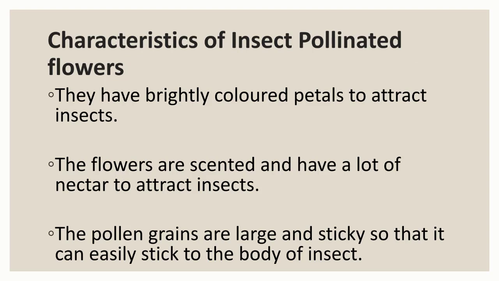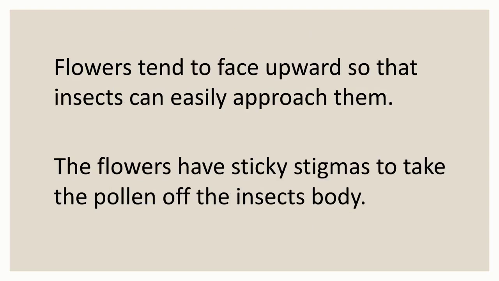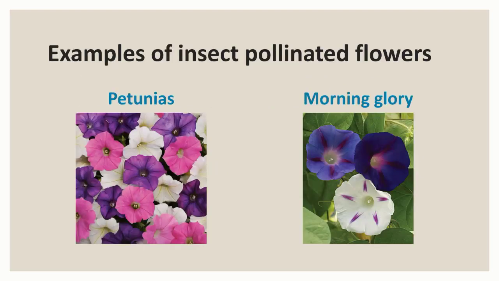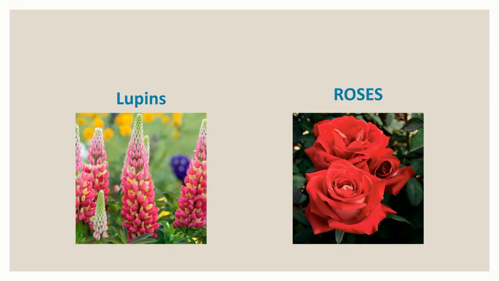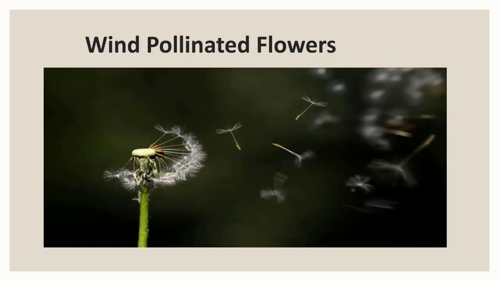They have brightly colored petals to attract insects. The flowers are scented and have a lot of nectar to attract insects. The pollen grains are large and sticky so that it can easily stick to the body of insect. Flowers tend to face upwards so that insects can easily approach them. The flowers have sticky stigma to take the pollen off the insect's body. Examples of insect-pollinated flowers are petunias, morning glories, lupins, roses, and there are so many others.